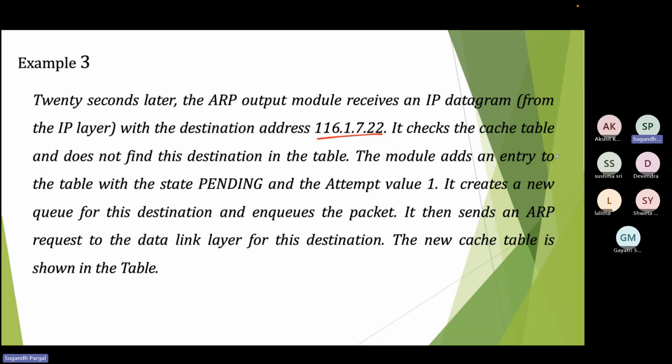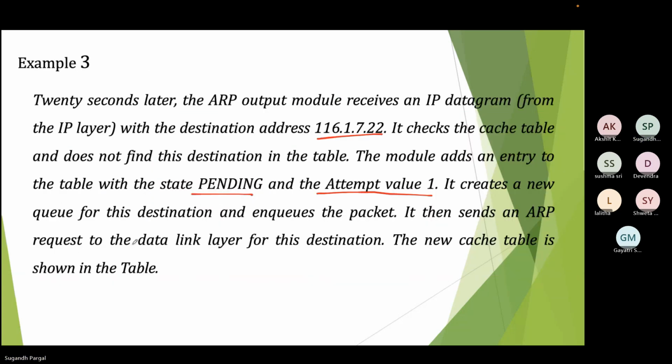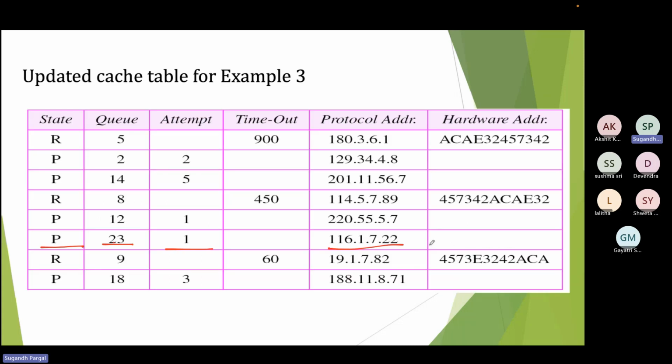So the module adds an entry to the table with the state pending, because it has not yet received the hardware address, and the attempt value is 1. So here you can see a new entry is created with the pending value and attempt 1, in queue number 23. It then sends an ARP request to the data link layer for this destination. So this new cache table is shown here, where the request is sent.